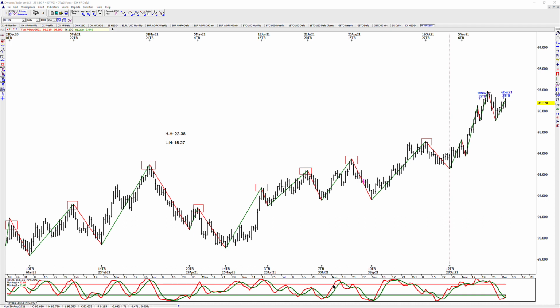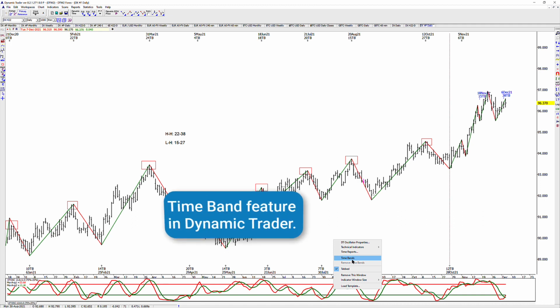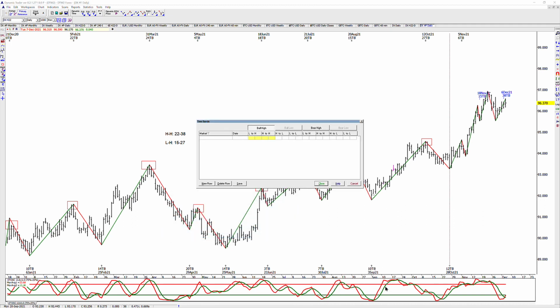I will show you a little feature we have in Dynamic Trader if you happen to have the program, and if you're not familiar yet with the time band function, a feature that is helpful to identify these overlap periods. So in the indicator window, we've opened up the time band function. Low to high is 15 to 27. And then the high to high is 22 to 38.